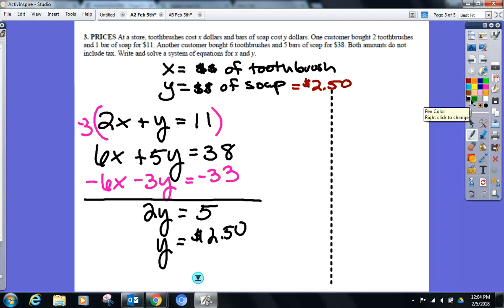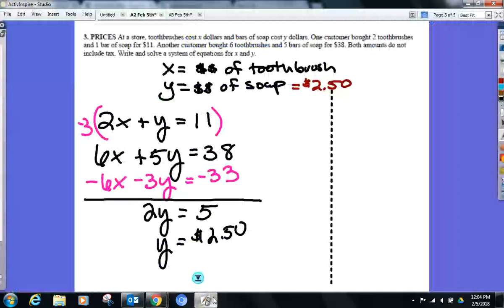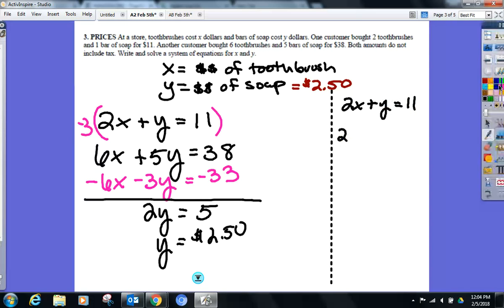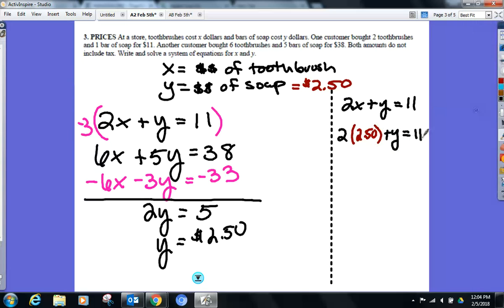How do you suggest we find the cost of a toothbrush now? Either equation works. And I always stick to the 2 original ones. I never really go to the transformed one. You guys got a preference which one you're going to plug it in for? First one, I thought so. I don't know why I asked that. So 2 times 250 plus y equals 11.